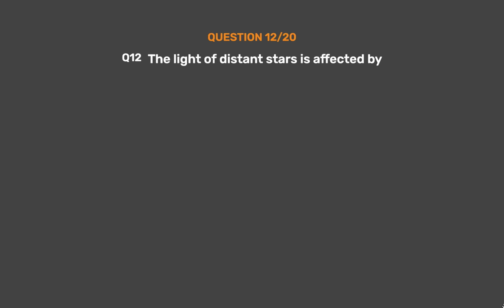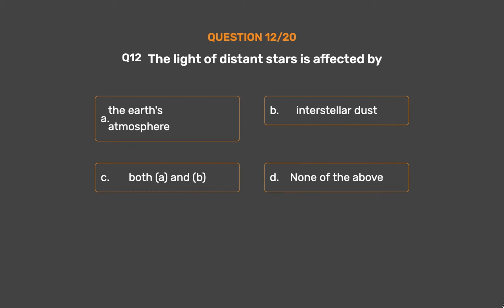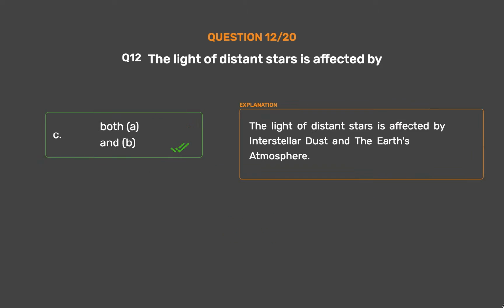Question number 12. The light of distant stars is affected by option A, the Earth's atmosphere. Option B, interstellar dust. Option C, both A and B. Option D, none of the above. The correct answer is option C, both A and B. The light of distant stars is affected by interstellar dust and the Earth's atmosphere.